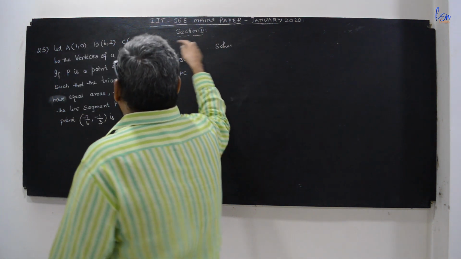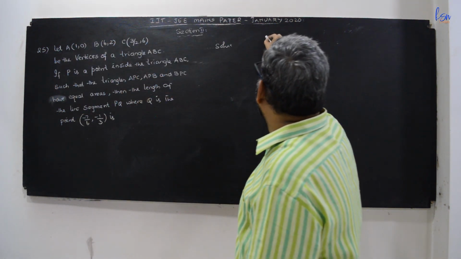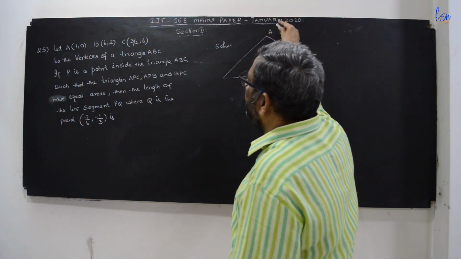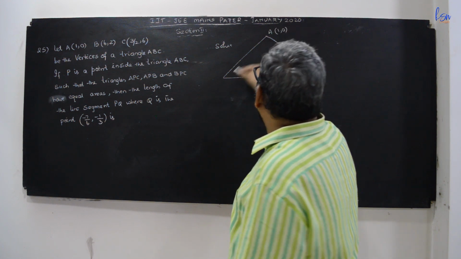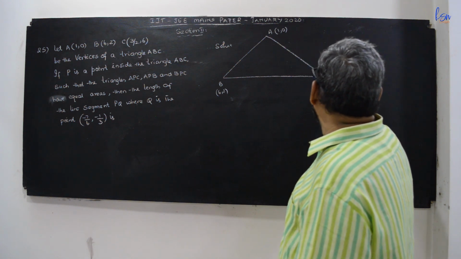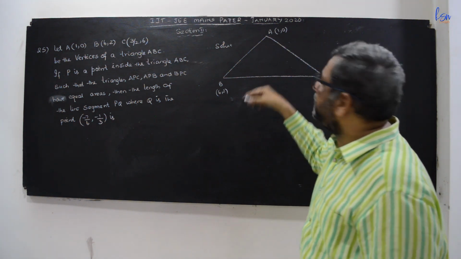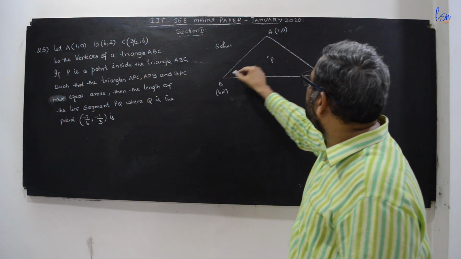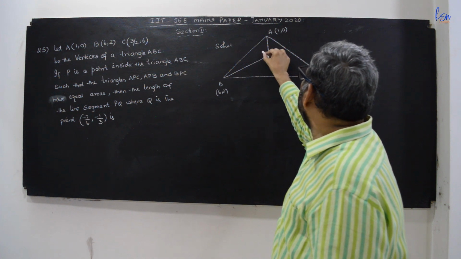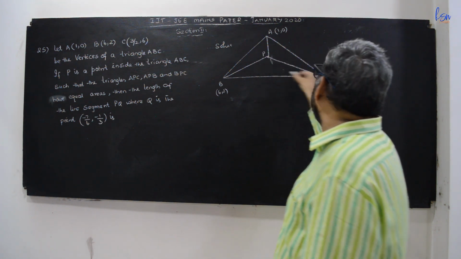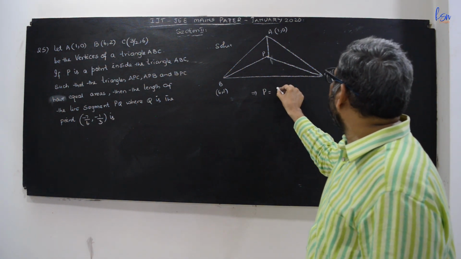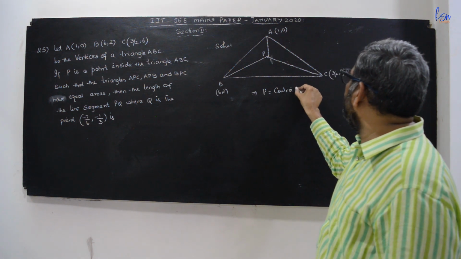Solution. P is said to be a point inside the triangle. This is the triangle considered, and this is A (1, 0), B (6, 2), C (3/2, 6). It is given that P is a point inside the triangle such that the area of triangle APB, area of triangle APC and area of triangle BPC are equal. This implies P is the centroid.